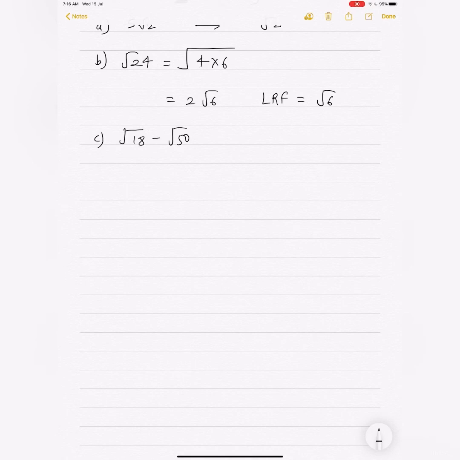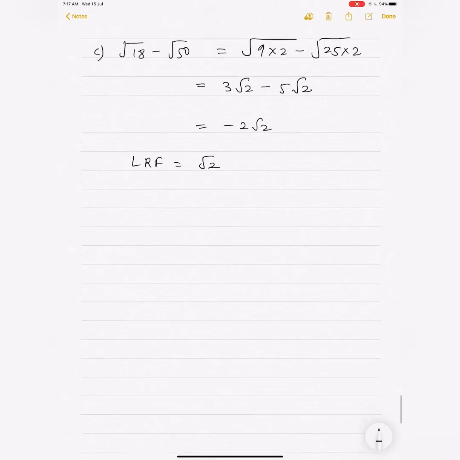Again, first you simplify this, what will become? Root of 9 into 2 minus root of 25 into 2. So it will be 3 root 2 minus 5 root 2. What is 3 minus 5 root 2? Minus 2 root 2. Now, what is the lowest rationalizing factor for this? It will be root 2.